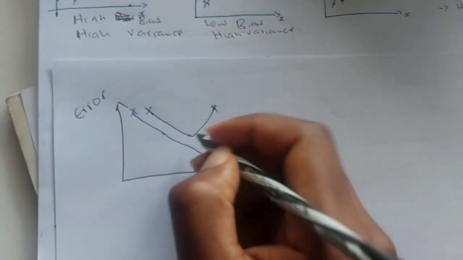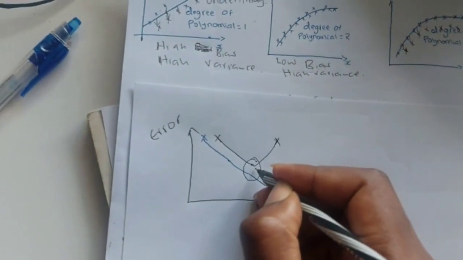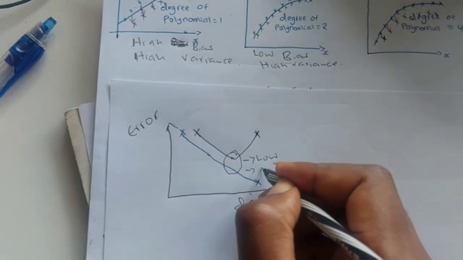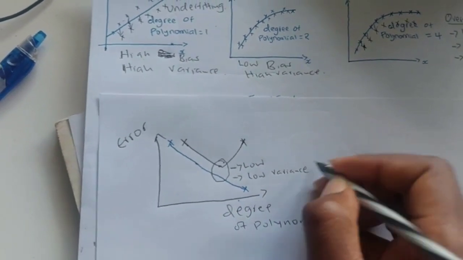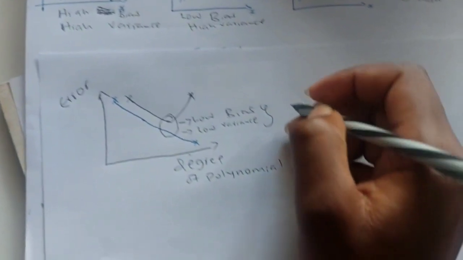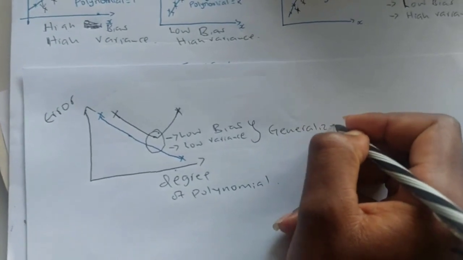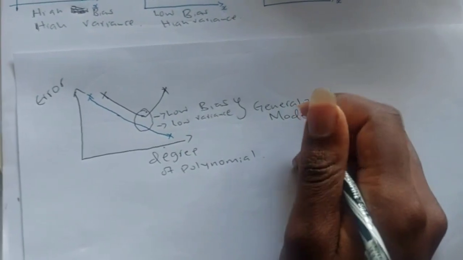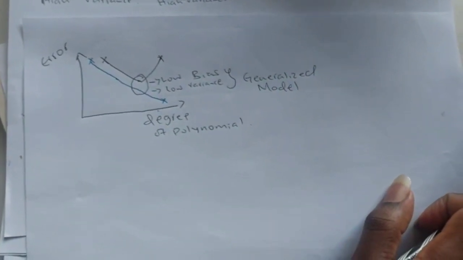Okay, this point here is a point where we have a low bias and low variance. So we can say that these are generalized models. And these are the models we need to be using. A model which has a low bias and a low variance.